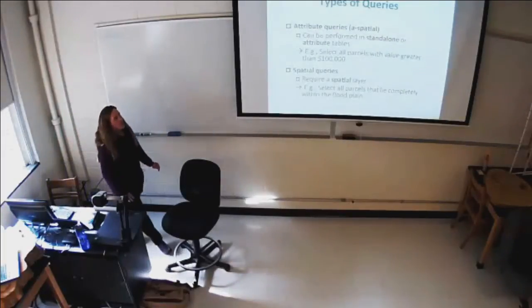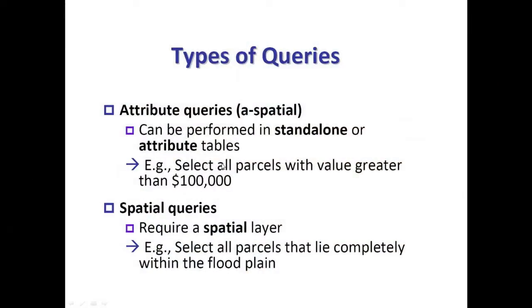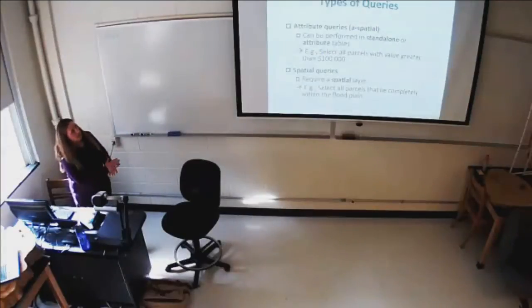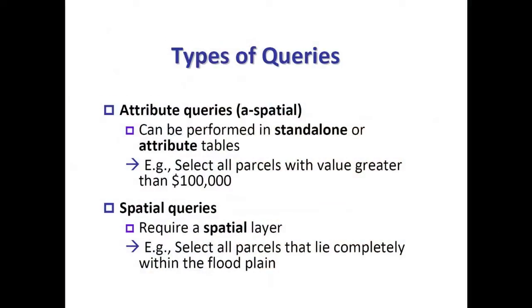Okay, so there's two types of queries. There's either attribute queries, which we were just looking at, where you're just asking a question about the data based upon the tabular data. Or there's spatial queries, where you're asking some sort of a spatial question about it, like what's close to another object. Obviously, for a spatial query, you need a spatial layer.